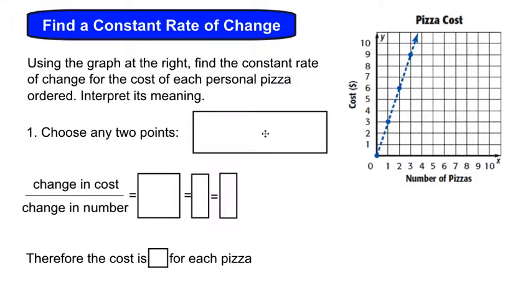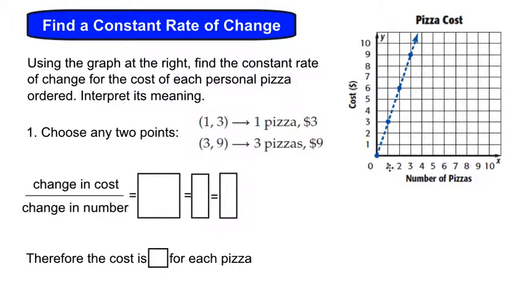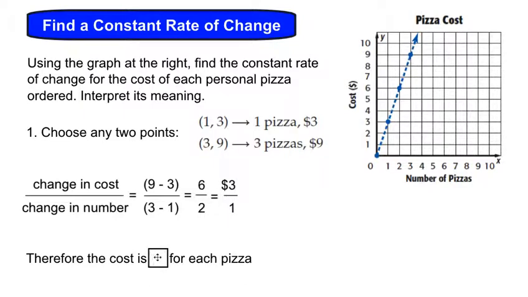So first we're going to choose 2 points, and I chose the points (1, 3) and (3, 9). So the change in cost is $9 minus $3. The change in the number of pizzas is 3 pizzas minus 1 pizza. That gives us a change of 6 over 2, which can be represented as $3 per pizza. And that is a linear relationship. The graph is a straight line, and the constant rate of change is 3.